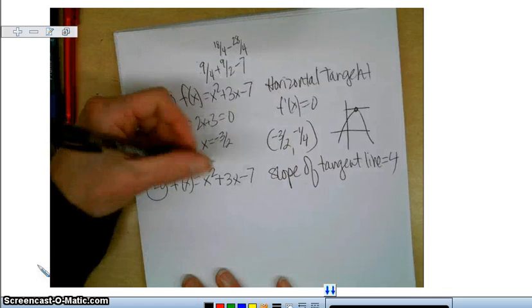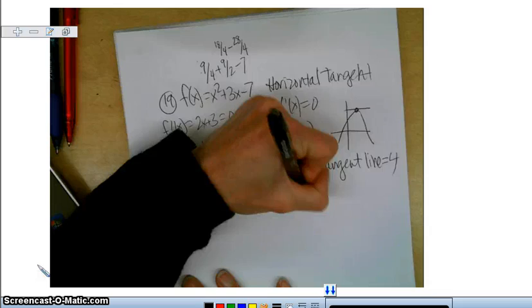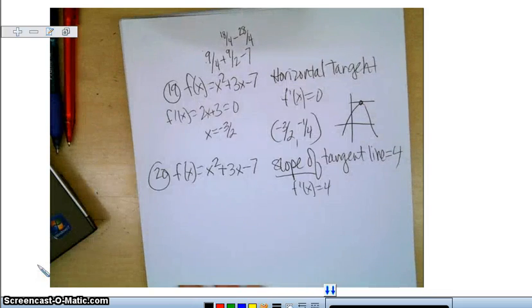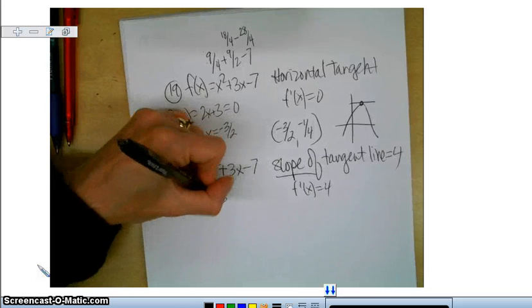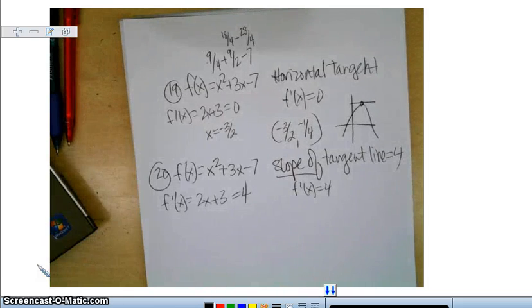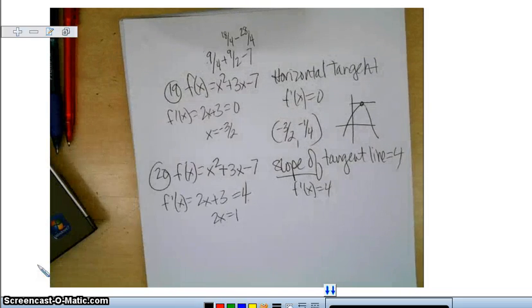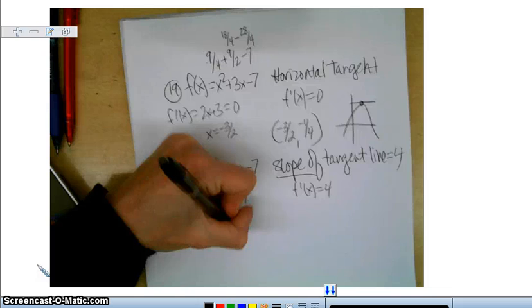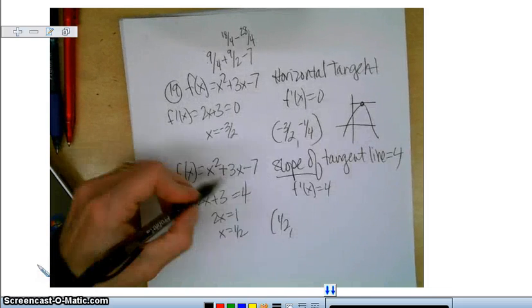So we find the slope of the tangent line means the derivative. So where is the derivative equal to 4? Okay, so we take f prime of x, which is 2x plus 3 again. We set it equal to 4. And we solve it. So we subtract 3 and we divide and we get x equals 1/2. And then you could find the y value by plugging 0.5 in here.